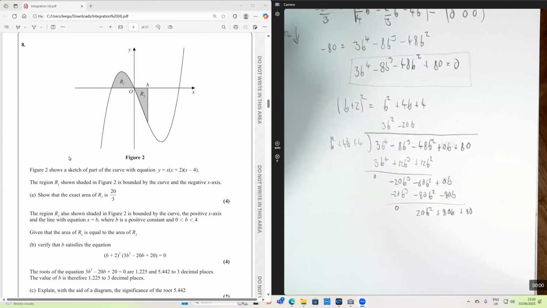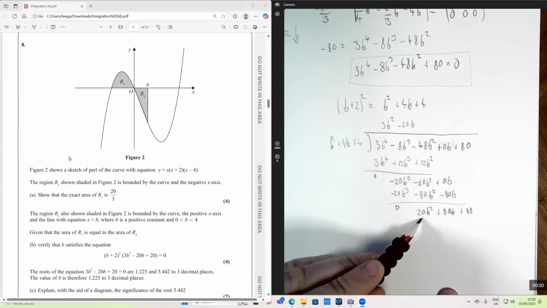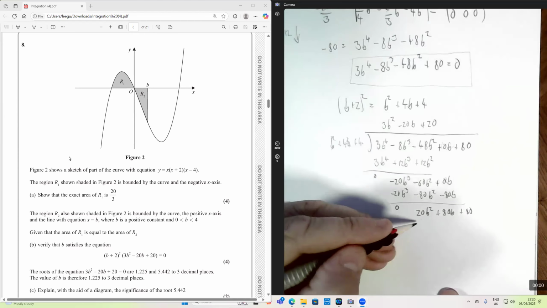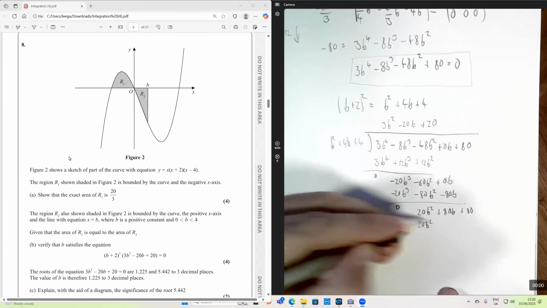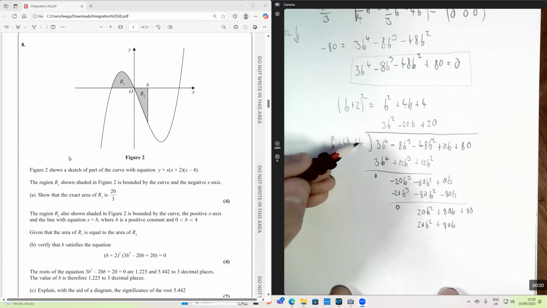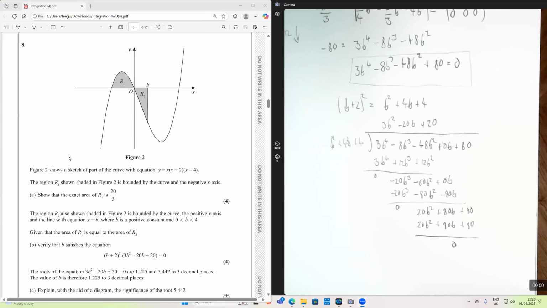Okay, so I now basically say, right, what do I need to do to b squared to change it into 20b squared? And the answer is times it by 20. So I put plus 20 there. So now I get 20b squared. 4 times by 20 is plus 80b. 4 times by 20 is plus 80. Take those away and there's no remainder.